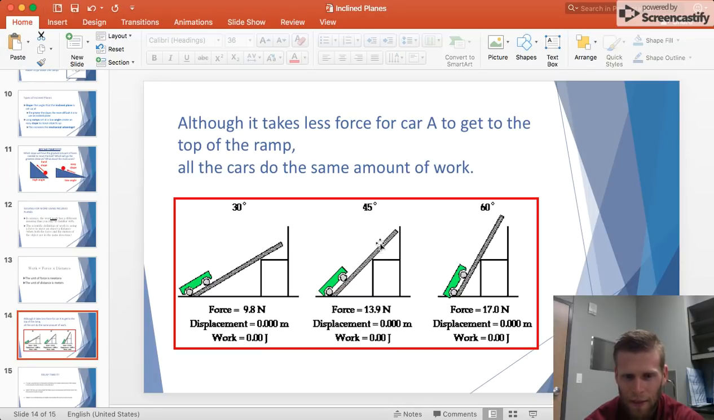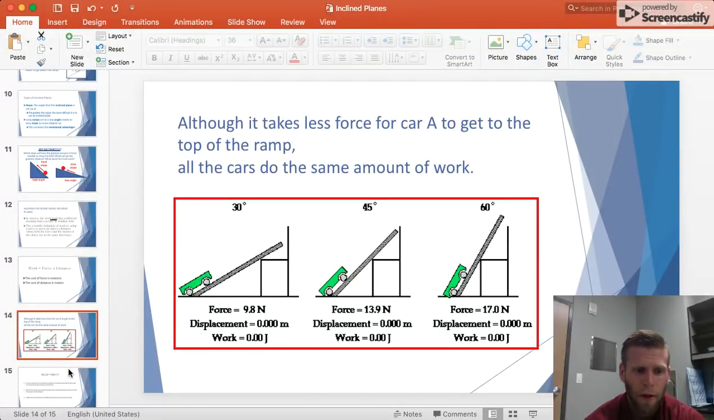So the distance ends up being, or sorry, not the distance. The work needed would all be the same, because even though I have more force needed on the 60, I have to travel less distance. Where at the bottom here, I have less force needed, 9.8, but yet I have to travel a little bit further distance to get up there.